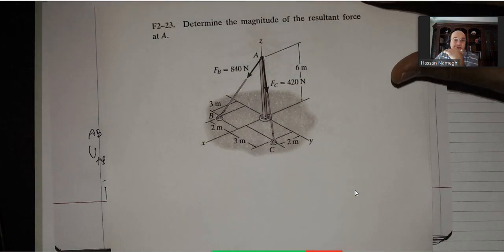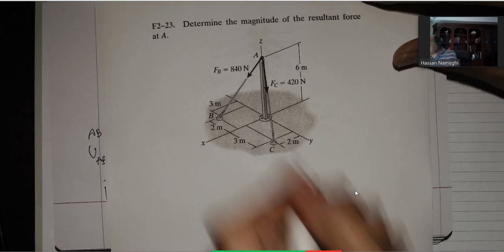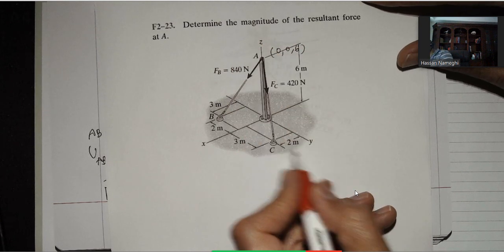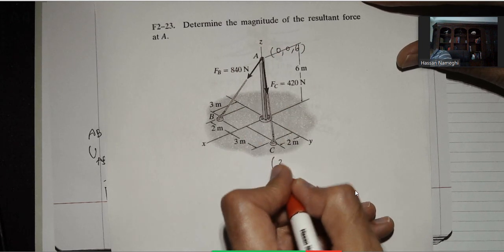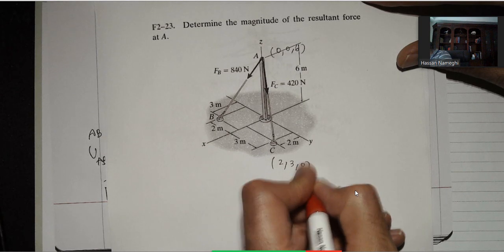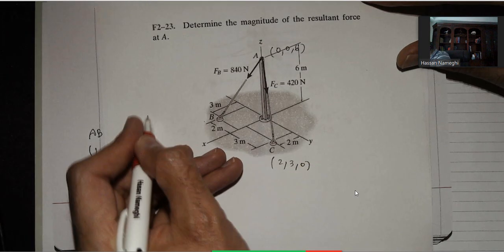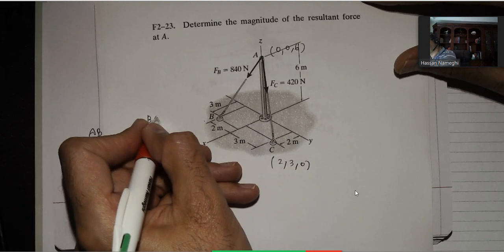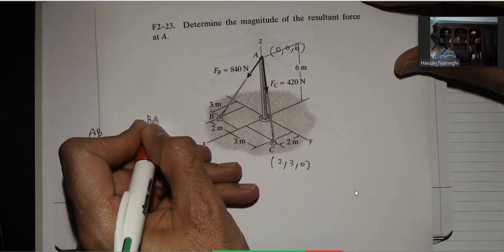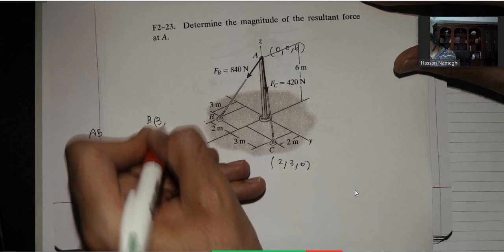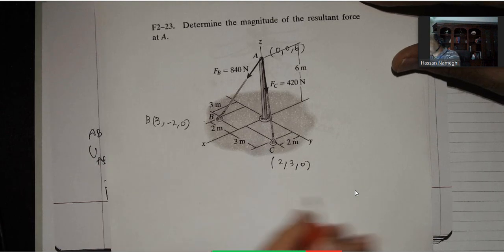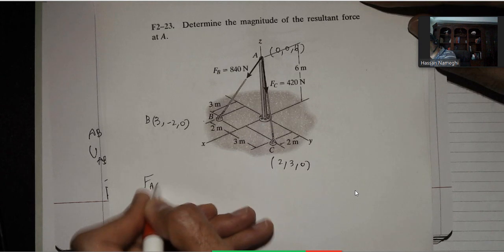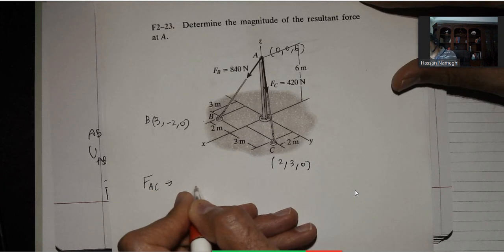This is the example that we discussed, right? We found A was 0, 0, 6. The position of C was 2, 3, 0. What's the position of B? No, 3 is negative. 3 is positive. 3, minus 2 and 0. So if I want to find force AC, I'm going to say FAC. If I want to find that, first I will find AC.